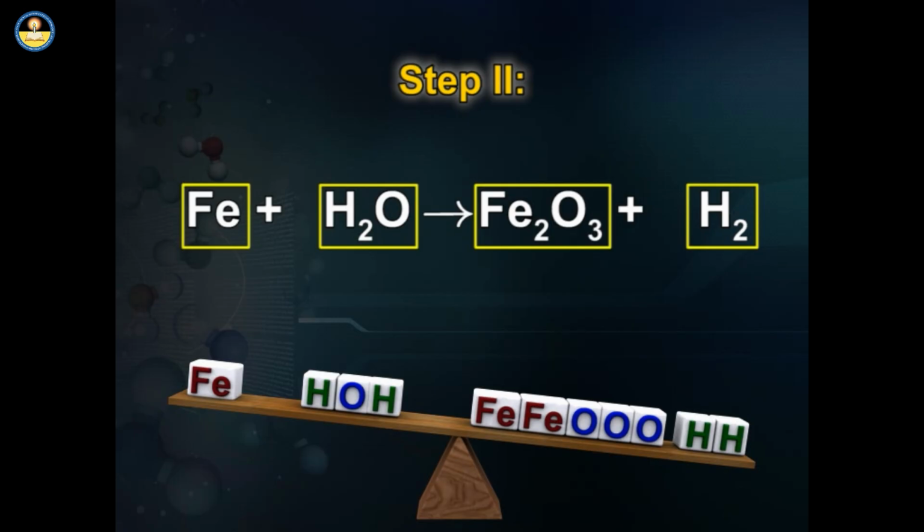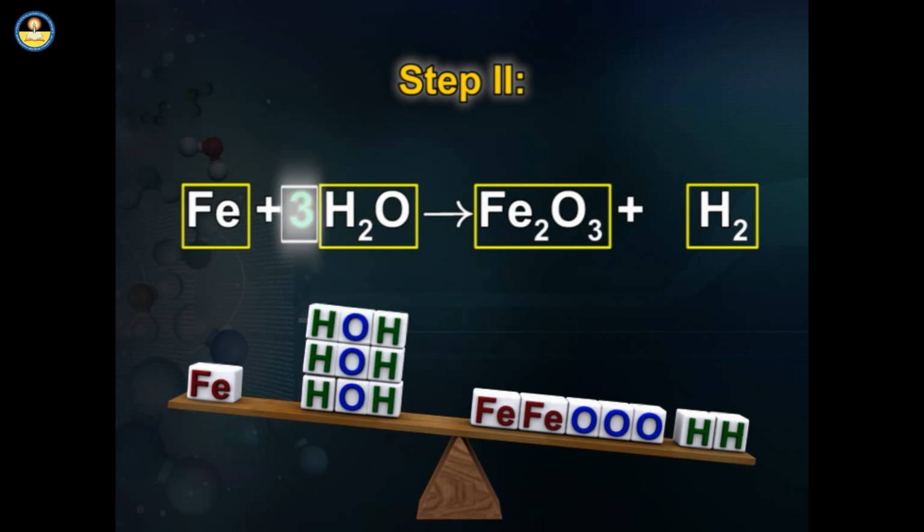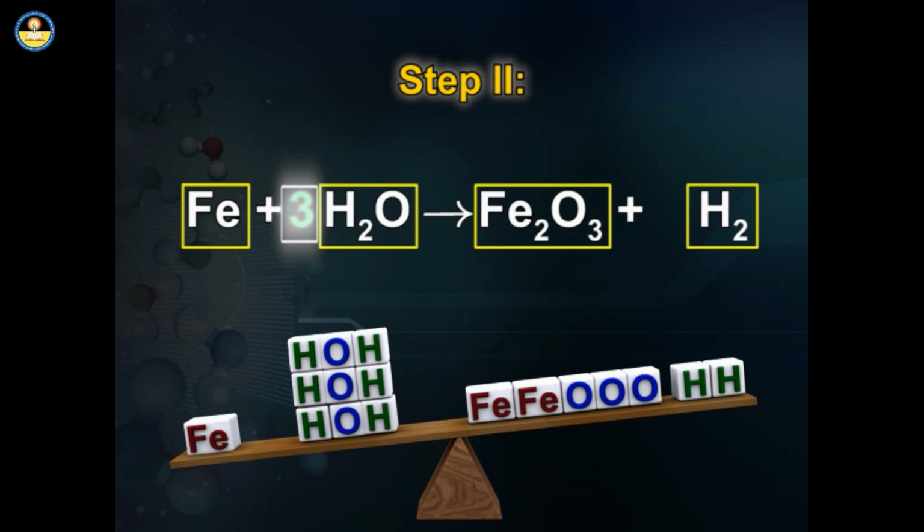Step 2. On inspection, the number of oxygen atoms in the reactant, that is water, is 1, while in the product ferric oxide, these are 3. To balance these atoms, put coefficient 3 before H2O on the reactant side. The partially balanced equation may be written as Fe plus 3H2O gives Fe2O3 plus H2.